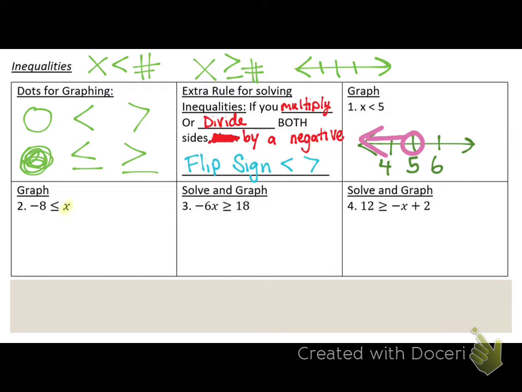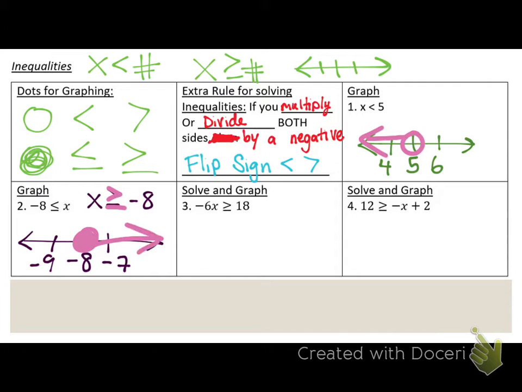Is x on the right side of the inequality? It is not. So we're going to flip it around so that we can graph in the direction of the arrow. So that less than or equal to will turn into greater than or equal to. So we will have -9, -8, -7. Open or closed circle? Closed, and shade to the... Oh, sorry. We flipped it. We're going to shade to the right. Sorry.